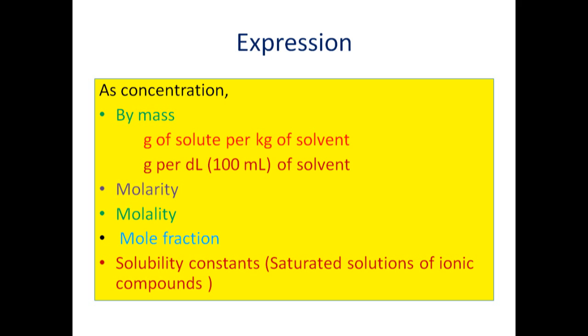The maximum equilibrium amount of solute that can be dissolved per amount of solvent is the solubility of that solute in that solvent under the specified conditions. Now this is a special case. The saturated solutions of ionic compounds which have relatively low solubility are sometimes described by the term solubility constant.